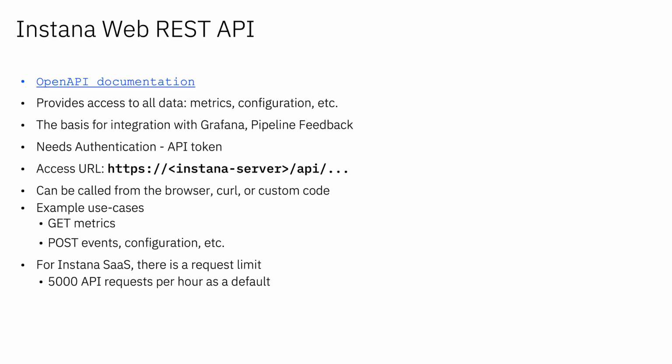And of course, this REST API exposed by the Instana backend is a basis for all the other integrations, like with Grafana, with the CI/CD pipeline feedback, and so on. Here, we do have the authentication. You require an API token in order to read or write, so get or post the data from these endpoints. The access URL is the regular name of your Instana backend, whether it's SaaS or on-prem, it doesn't matter, /api and the following keywords.